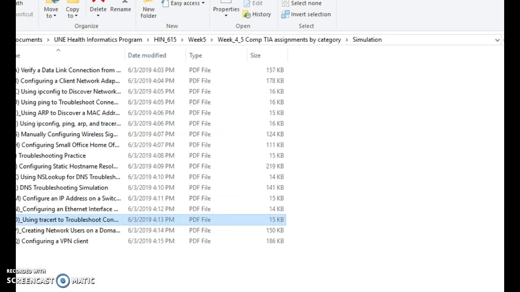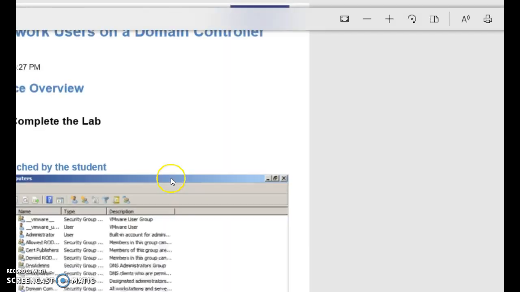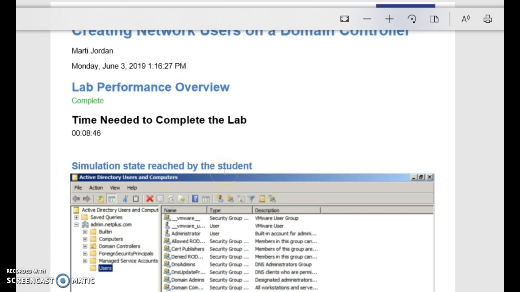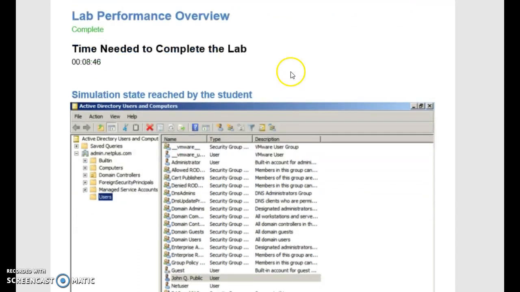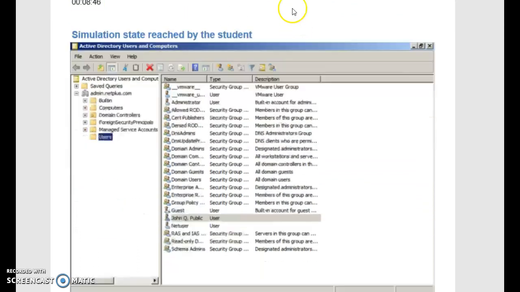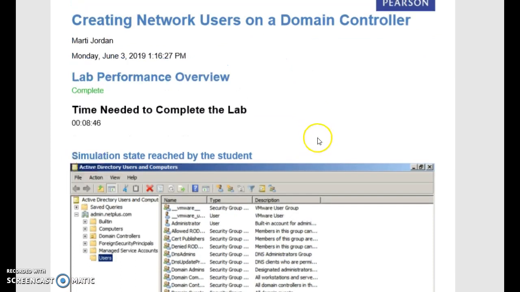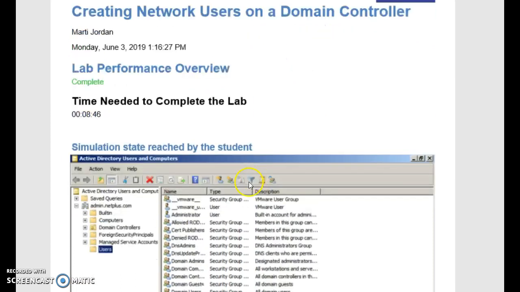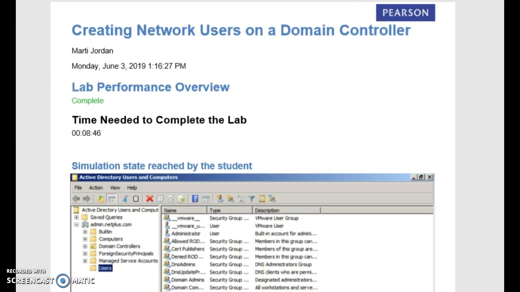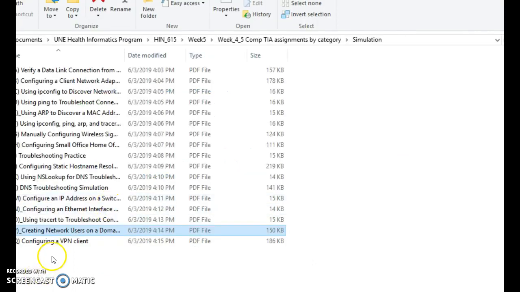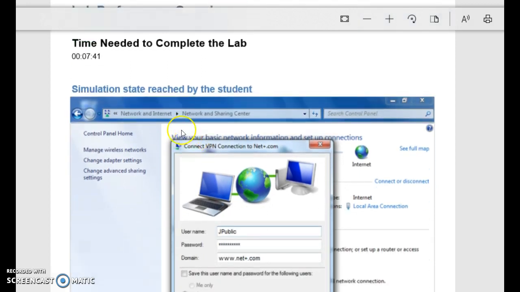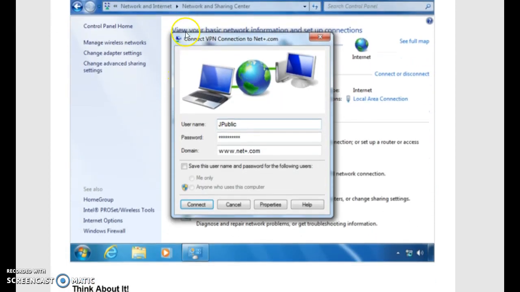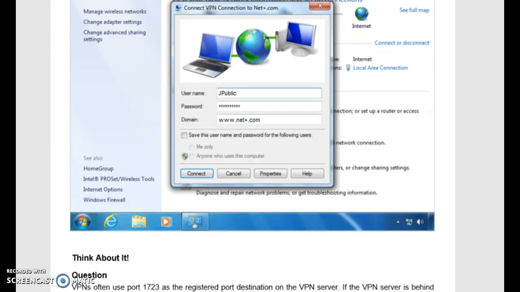The next to last one that I did was creating network users on a domain controller, so I completed that one. And then configuring a VPN was the very last one, and I have a VPN at home. That's what I use. And so that one was easy for me.